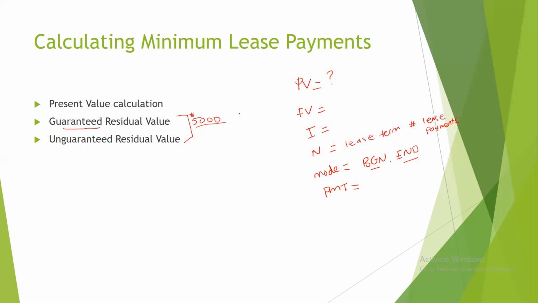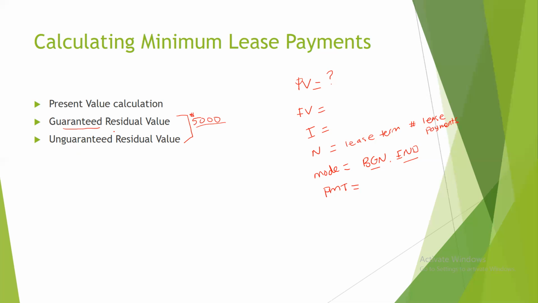If they only get $3,000, then the leasee will pay the other $2,000. Okay, so it's a guaranteed residual value. The leasee is guaranteeing that the lessor will get that money, either through him or through the company or through selling the asset. An unguaranteed residual value is the same concept, except it's not guaranteed. So the leasee does not have to pay it.